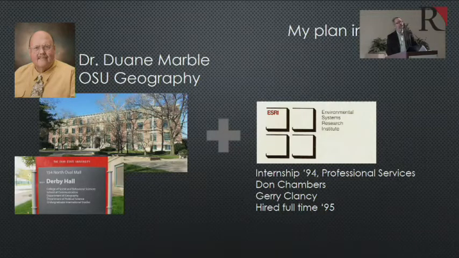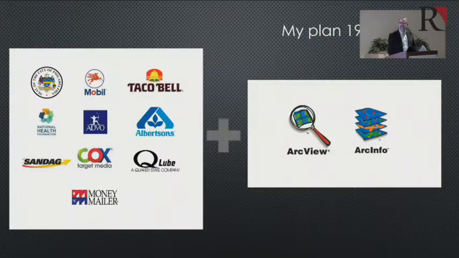I was lured and interested, but I wasn't sure I personally could achieve that. So at that time, I'm talking with Dr. Dwayne Marble, one of the people who was around at the start of GIS, one of the fathers of GIS, really. He kind of understood my goals and helped me get an internship at Esri in 1994 with professional services. A gentleman named Don Chambers hired me to work with Jerry Clancy, and then they were foolish enough to bring me back the following September and hire me full time.